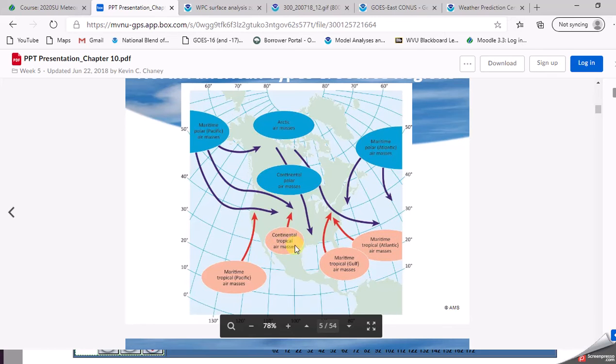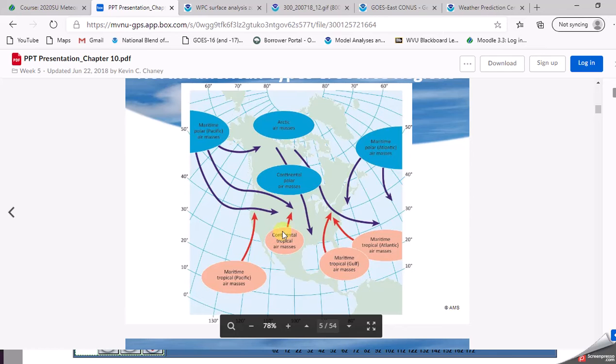Now, if you want a really hot air mass, you'll notice they've been having some of the highest temperatures on record out over Death Valley. That's a continental tropical air mass. That's a very dry air mass. It forms over the desert southwest around here.